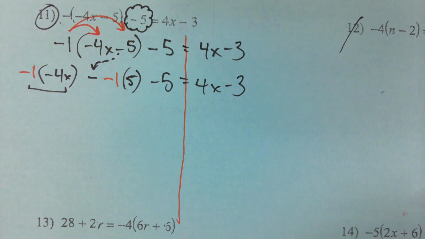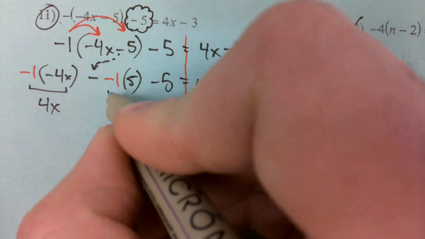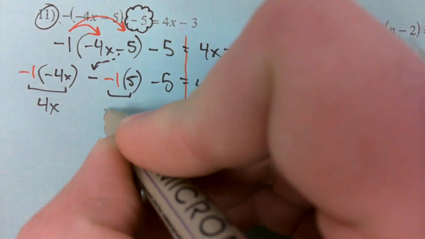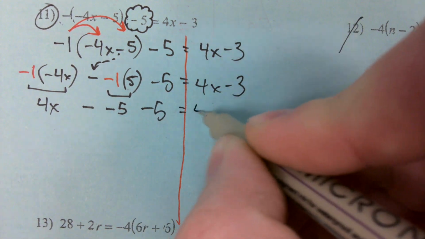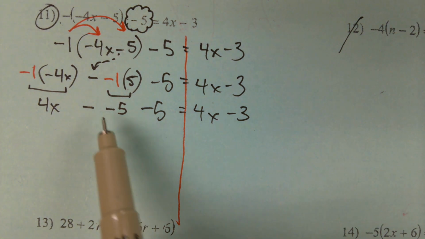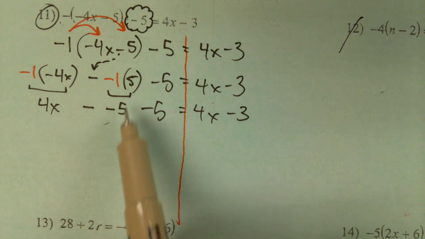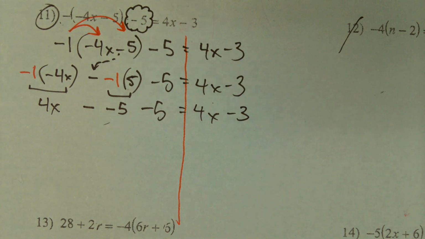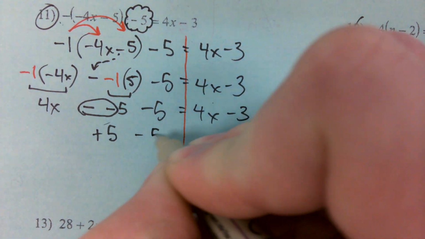Instead, we'll just multiply. Negative 1 times negative 4x gives us 4x. Negative 1 times 5 gives us negative 5. Bring that minus sign down. And now we see that we have, again, two minus signs in here. So what are we going to do with those minus signs? We're going to turn it into a plus. That's right. Those minus signs become a plus 5.